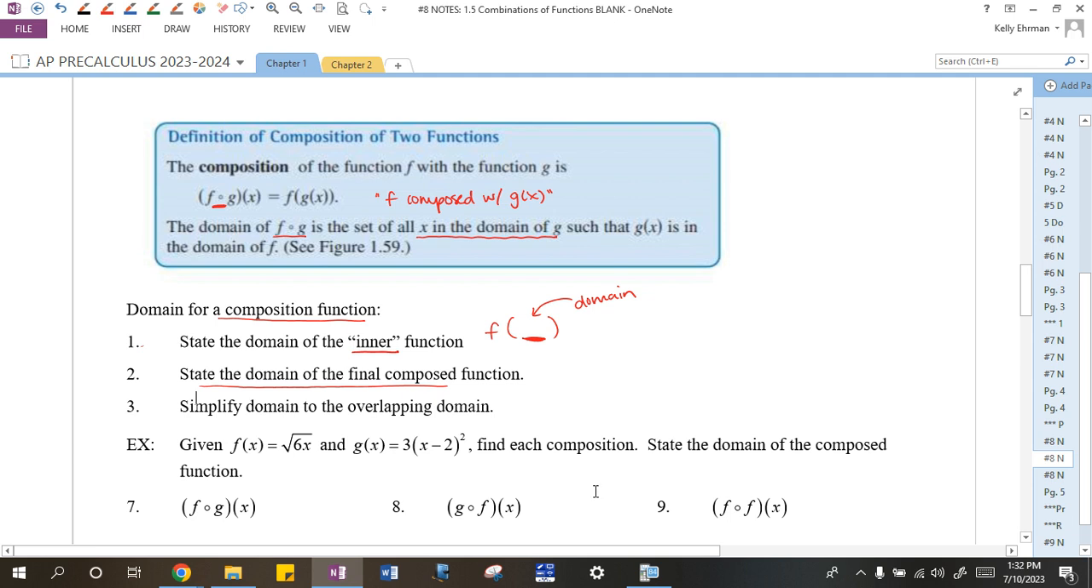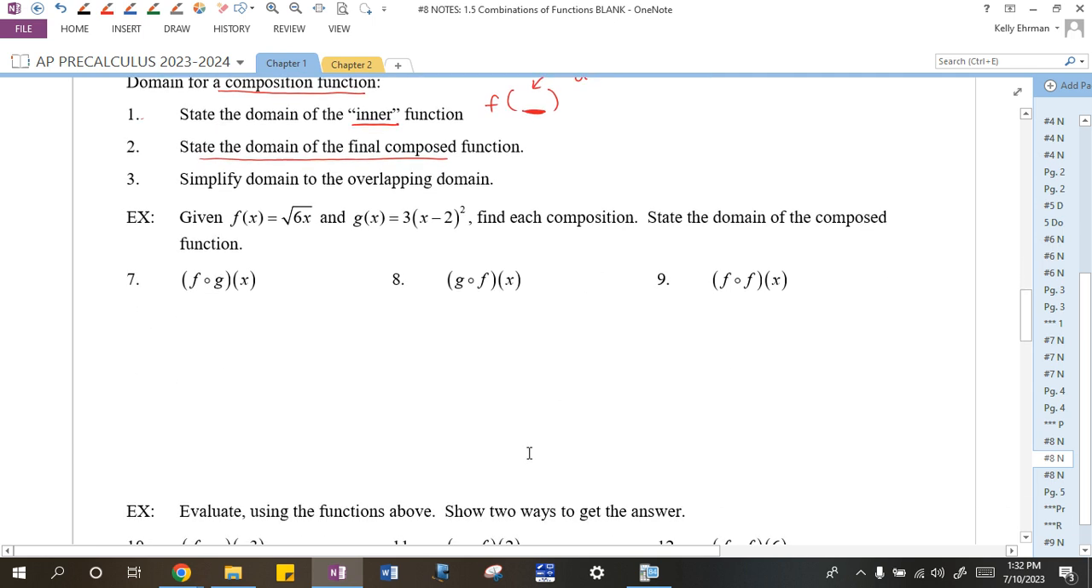Okay, so f of x is the square root of 6x. g of x is 3 times x minus 2 squared. Find each composition. State the domain of the composed function. f composed with g of x means f of g of x. I suggest writing in what g of x is before you start actually plugging into the function. So that means f of 3 times x minus 2 squared.